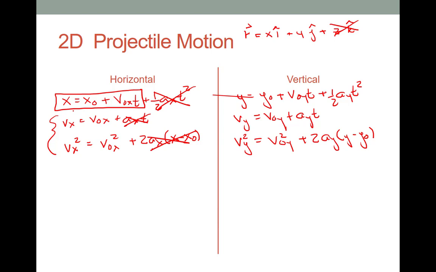Notice that between the horizontal dimension and the vertical dimension, the tie-in is time. These two motions, horizontally and vertically, do happen at the same time. So we can use information in one dimension to help us find values in the other.